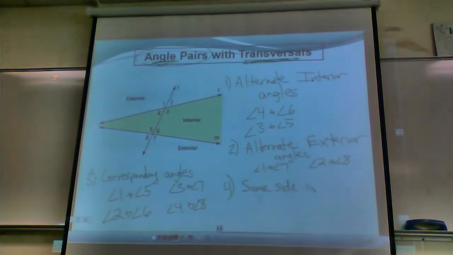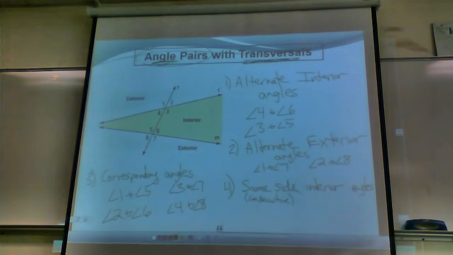This is same side interior angles. Sometimes they might list this as consecutive, but they mean the same thing. Same side is just a little easier to understand because we did alternate interior angles, meaning they were switching from left to right in terms of the transversal. Same side means they're on the same side as the transversal.